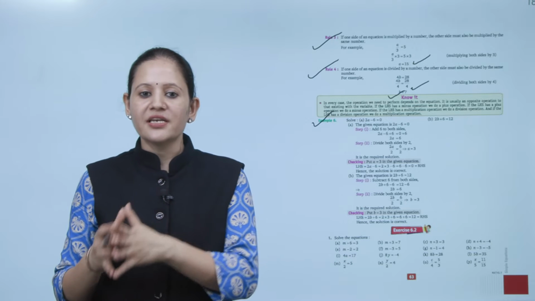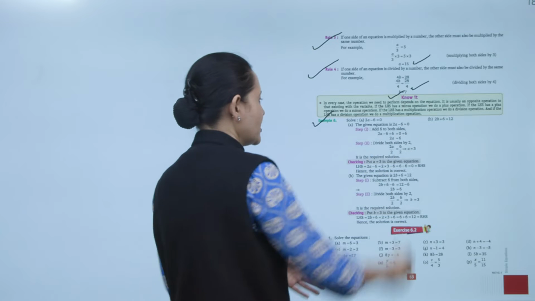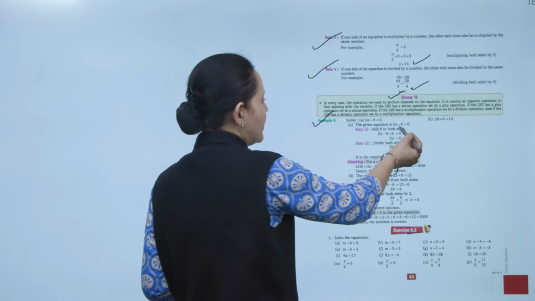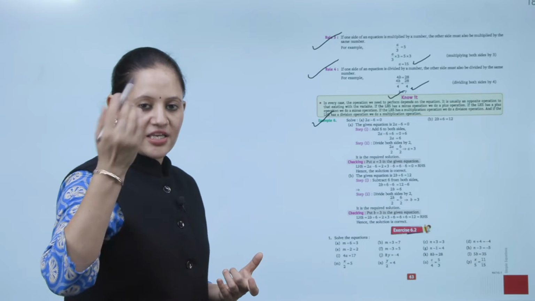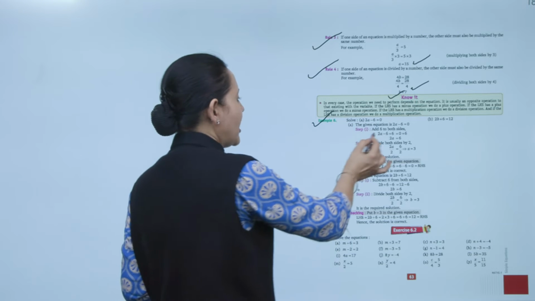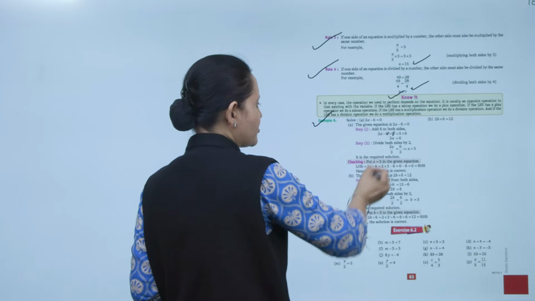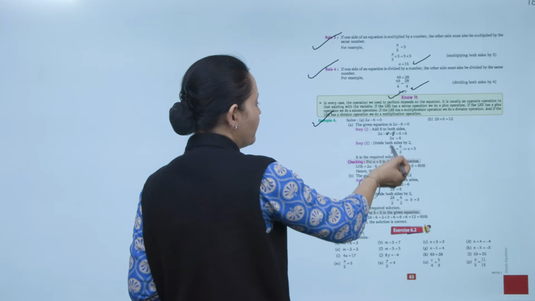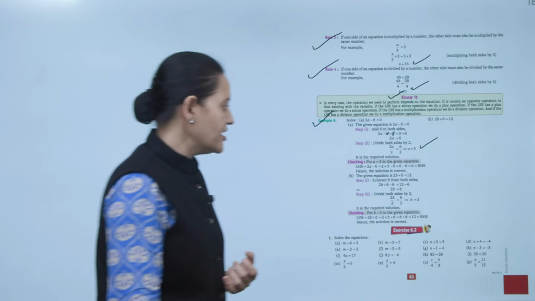Solve 2a minus 6 equals 0. So the given equation is 2a minus 6 equals 0. So we will add on the left-hand side. It is negative, the operation is minus, so we will do its opposite, which is plus. So add 6 to both sides. So 6 will cancel, 2a equals 6. Now what will we do, we will divide both sides by 2, so a equals 3. It is the required solution.